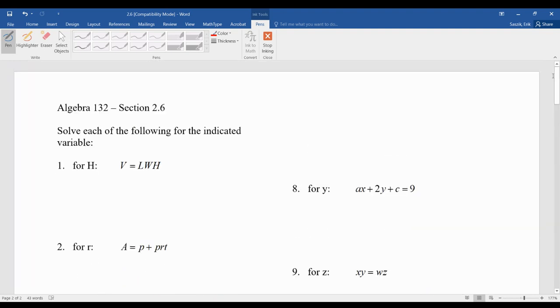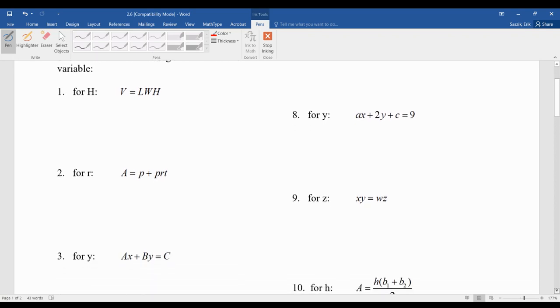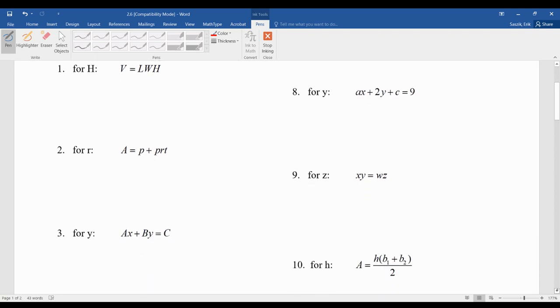And I want you to try as many of these as you can. I'm going to quickly talk through all of them, but you should stop me and try to do a bunch of them. And then you can start listening and going through this yourself. Okay? Solve for h. What's with the h? LW. So we get V over LW equals h.